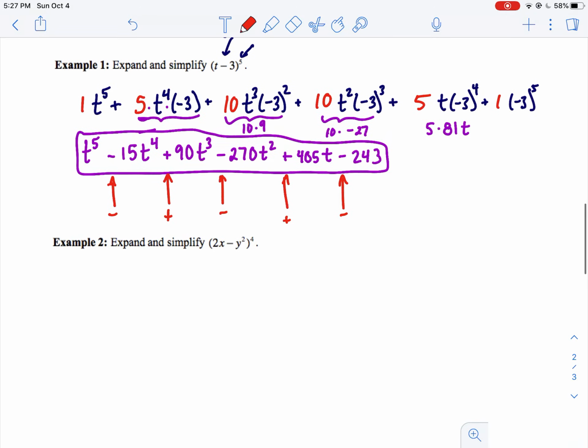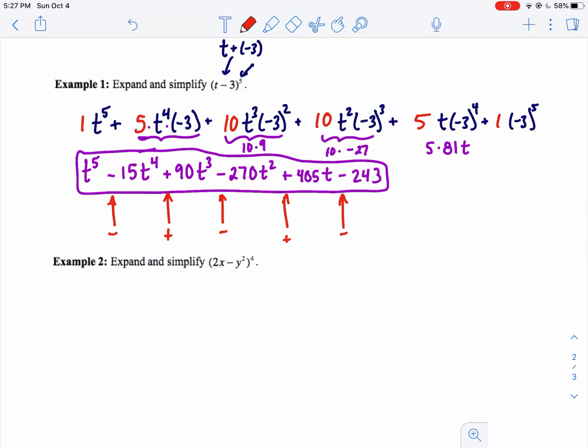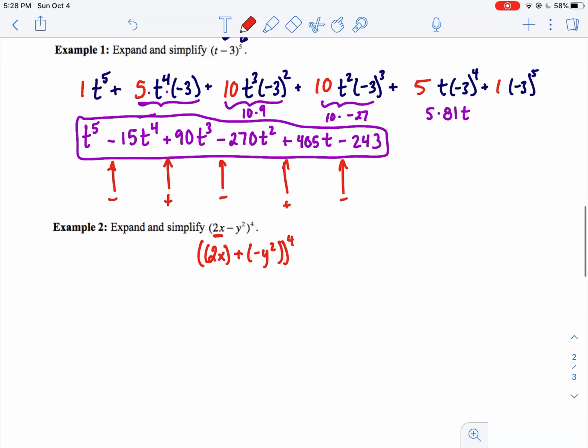All right, last one. And this one's a little bit trickier, so you can see how they're building on each other. This time, when we think about the first part of the binomial, it's actually the entire thing, 2x. Okay, so we're going to think of this as 2x as its own little term, and then we'll think of it as plus a negative y squared, right? And then all of that is going to the fourth, okay? So what you're going to do is expand this out just like normal.